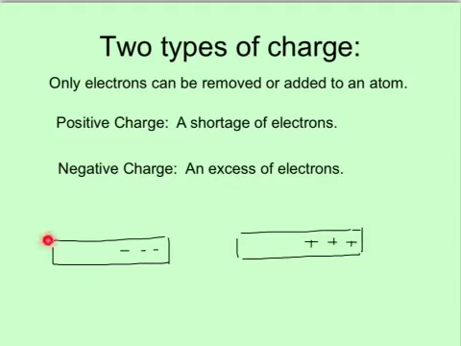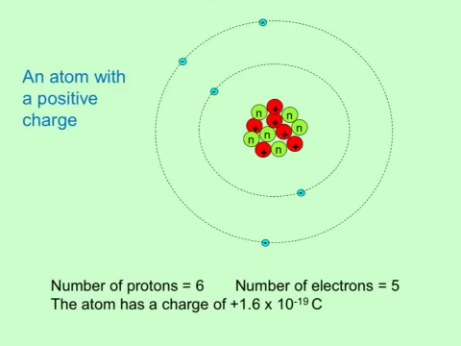Look at this rod here. It has gained some electrons at this end, so this end is negatively charged. On the other hand, this rod here has lost some electrons at this end, so this end is positively charged.